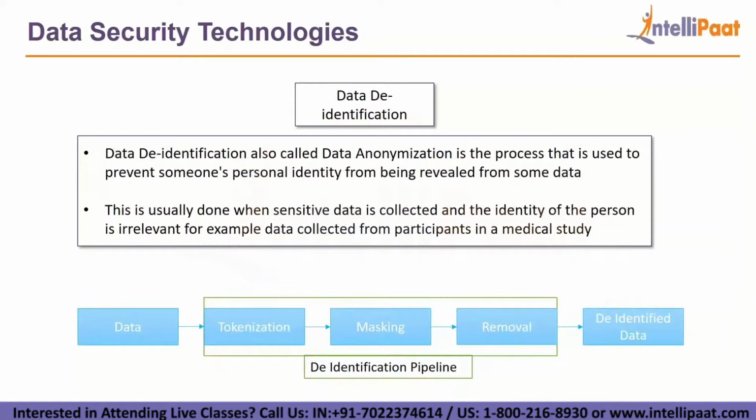Data de-identification is also called data anonymization. So if someone is talking about data anonymization, it's the same thing. It is a process that is used to prevent someone's personal identity from being revealed from some data.